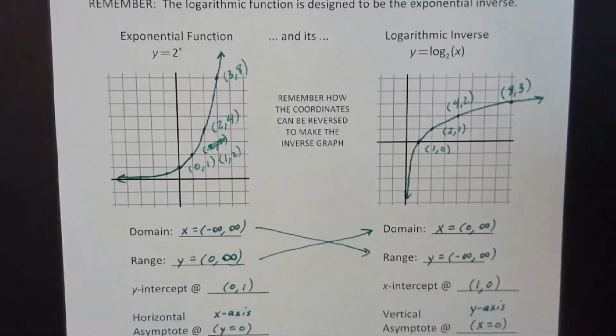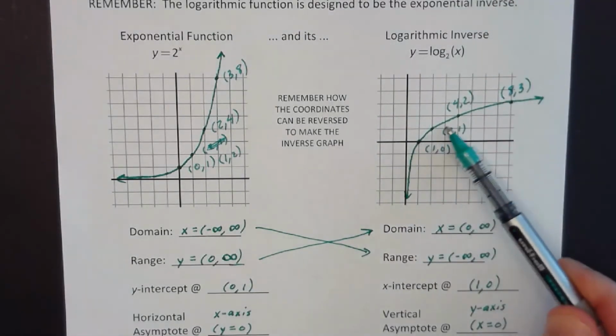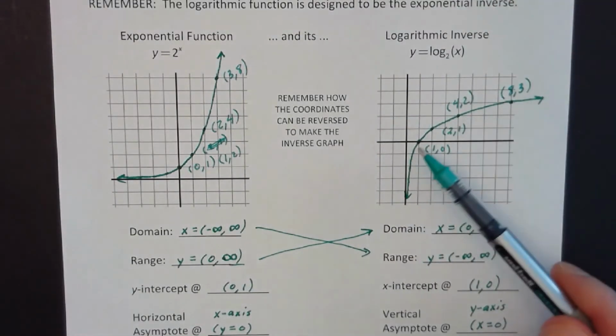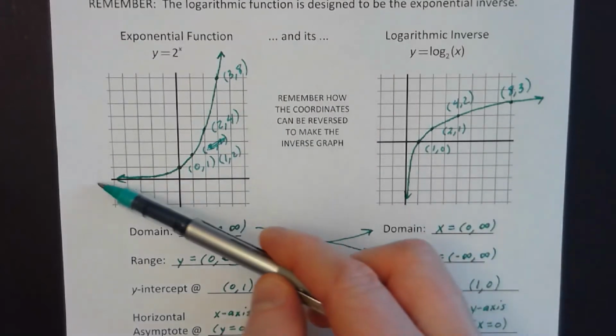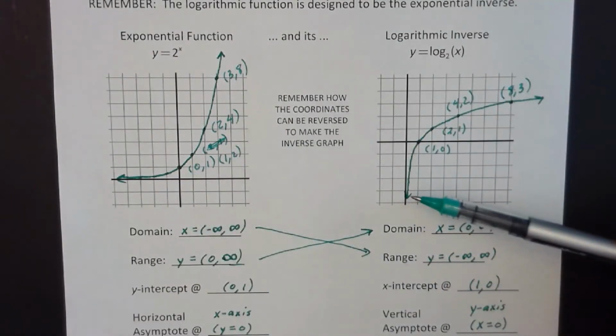And so you can see instead of this function going up quickly, this function rises slowly. And instead of this function asymptotically approaching the x-axis, this function is going to asymptotically approach the y-axis.